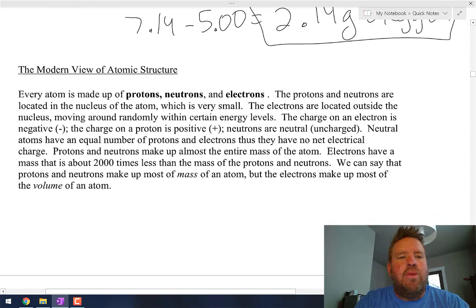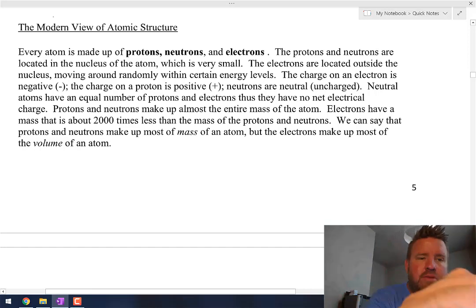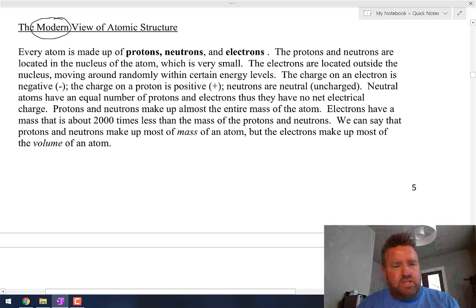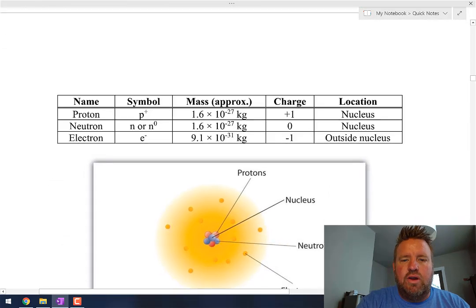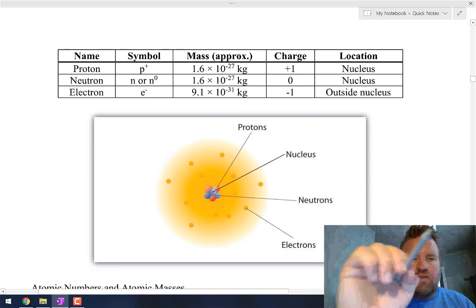Now, the modern view of atomic structure is what we think right now. Could this change over time? Absolutely it could. But this is the modern view of atomic structure. We know a few things about the atoms. There's this whole paragraph here, but honestly it's easier just to come down here to the table and then this picture here. There's a few things that we know.